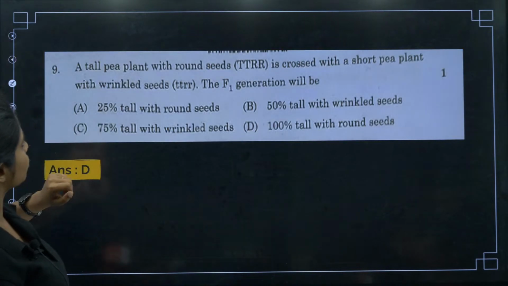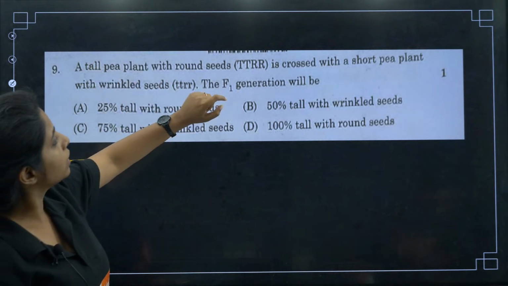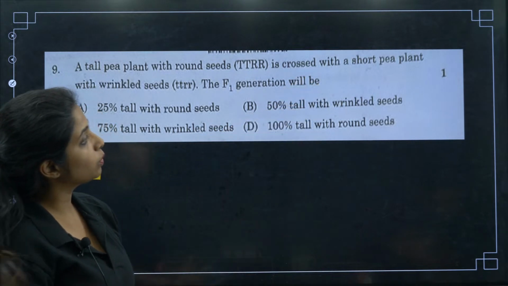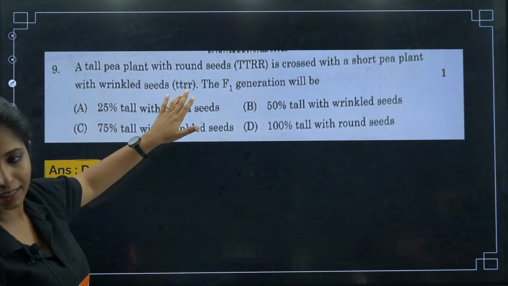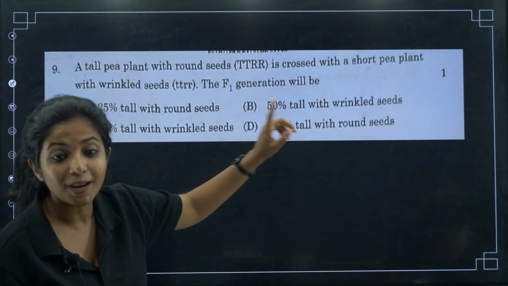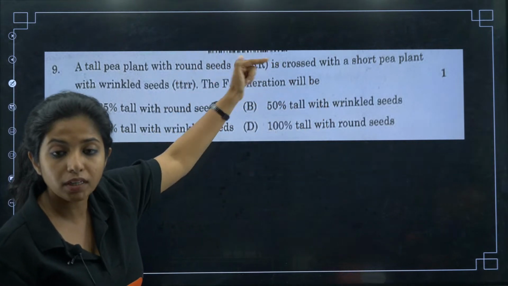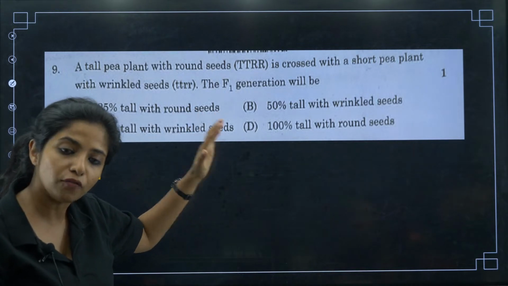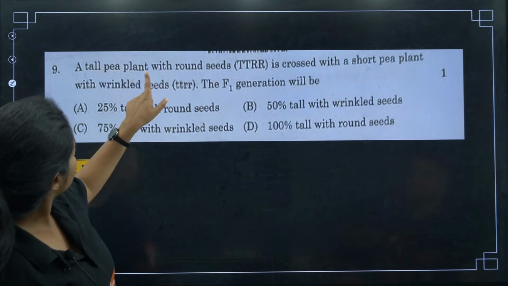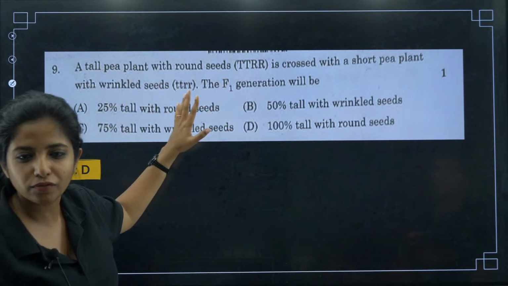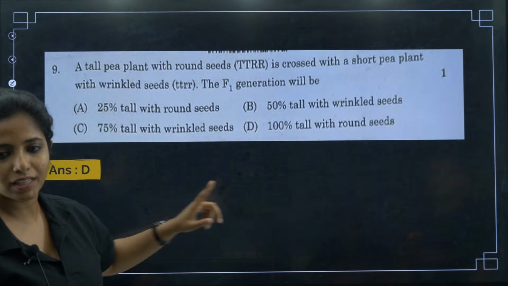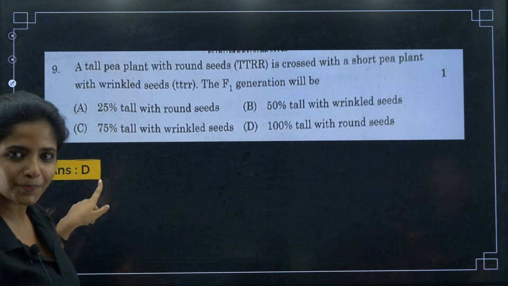Going ahead with the next question. A tall pea plant with round seeds, that is capital T, capital T, capital R, capital R, is crossed with short pea plants with wrinkled seeds. Both are recessive here, and the first is dominant. Now the F1 generation will be, remember when you are crossing dominant with recessive, obviously in the first generation only the dominant traits would be visible. So it will be tall and round. All of them will be tall and round. So I'll say 100% tall with round seeds would be the answer, that is option D. Cool?